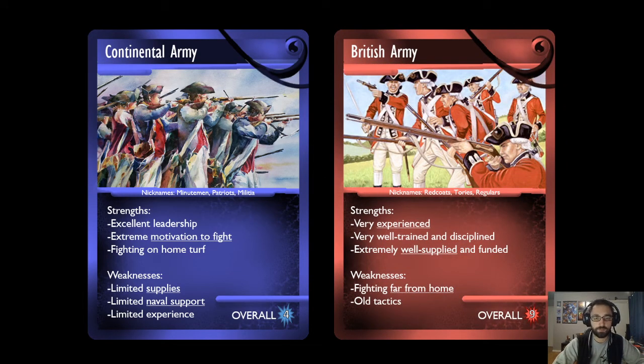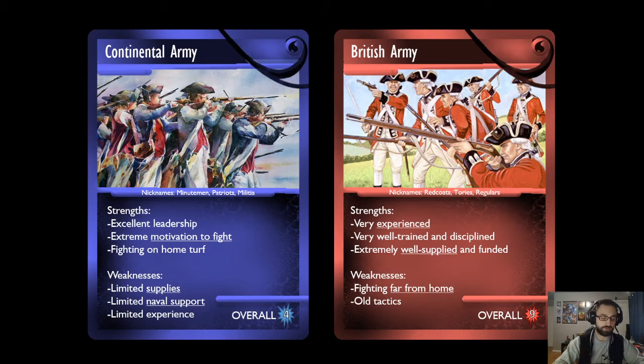So the British Army, nicknames for them are Redcoats, Tories, and Regulars. Like I just talked about, one of the strengths of the British Army is they are very experienced. They fought all over the world. They're very well trained and disciplined. The British Army has been around for a long time, and so they have these policies and training courses in place that make their soldiers just well trained. And then finally, they're also extremely well supplied and funded. The British are able to continuously supply them with weapons and ammunition and clothing. This is not an issue.